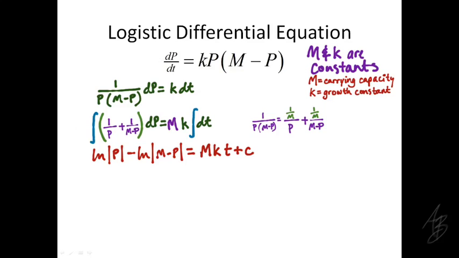Now, for simplicity in solving later, I'm going to multiply everything by negative 1. That's going to allow us to solve for p a little bit more simply later. So what we end up with then, combining our natural logs, is the natural log of m minus p over p. It's the absolute value of that.